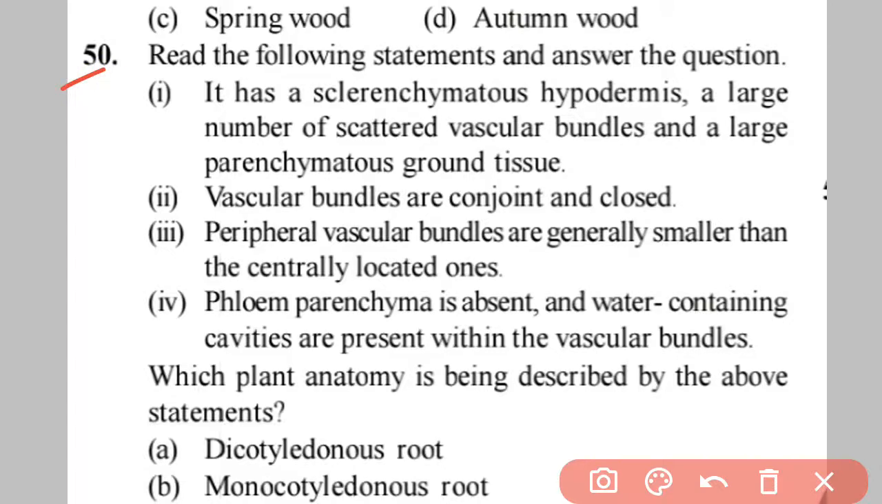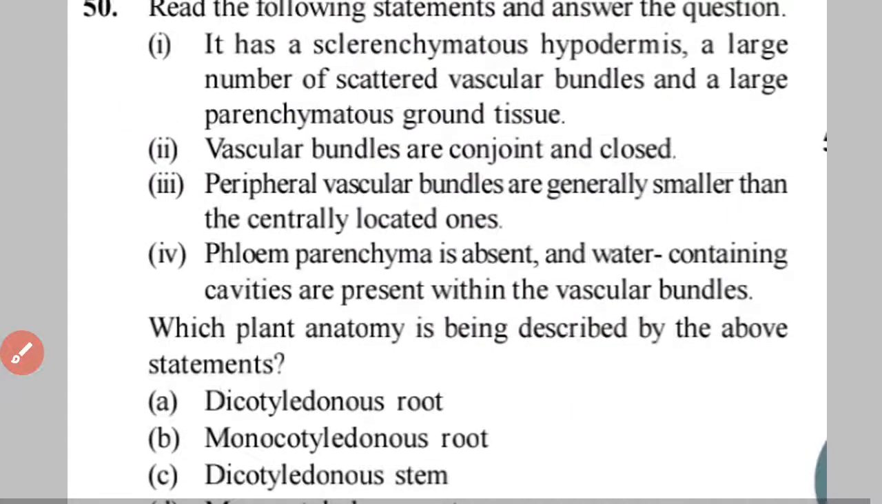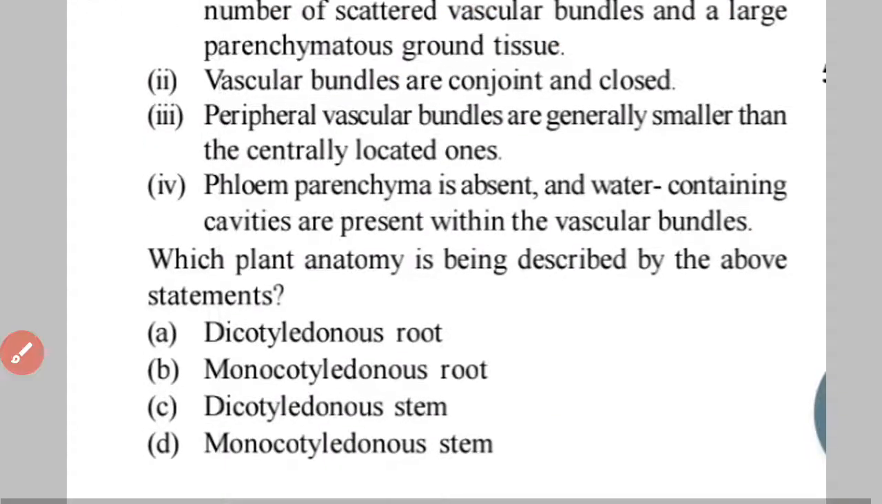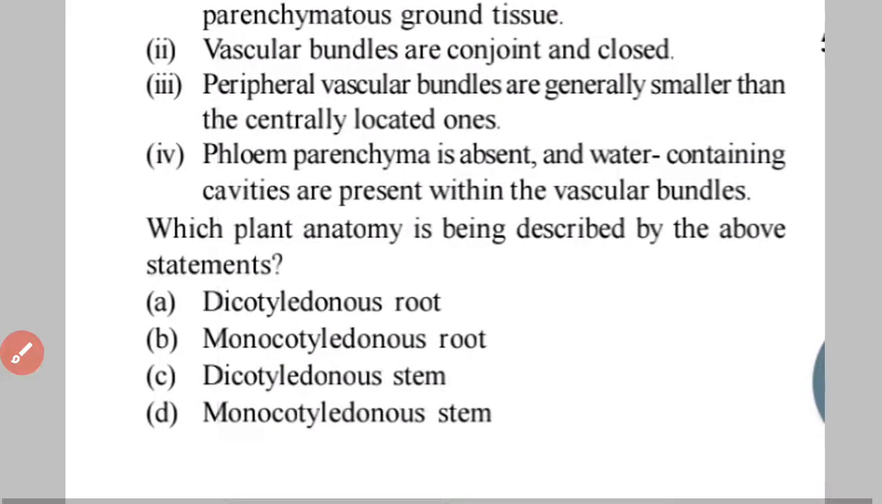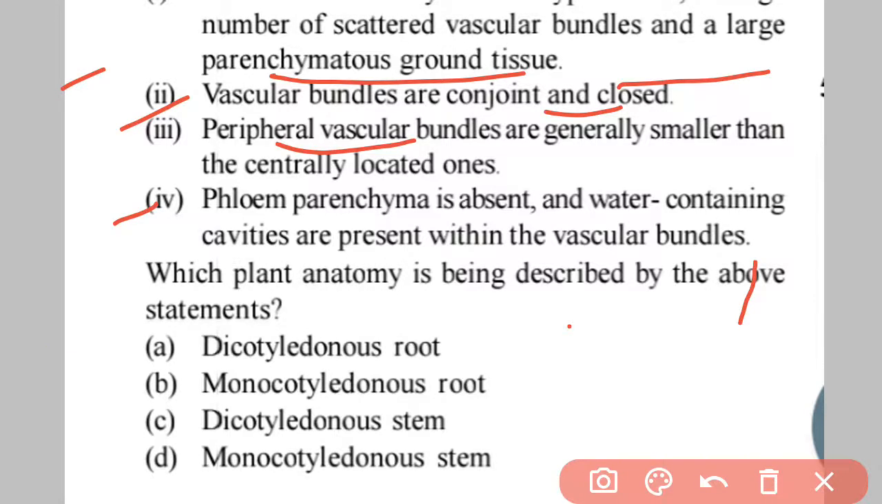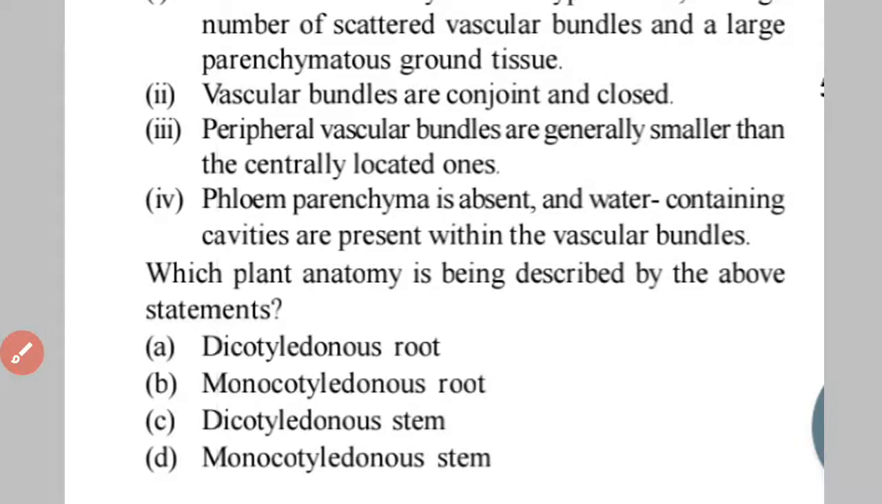Question number 50 is: read the following statements and answer the question. First, it has sclerenchymatous hypodermis, a large number of scattered vascular bundles, and a large parenchymatous ground tissue. Second, vascular bundles are conjoint and closed. From this you can remember it is basically found in monocot stems. From this you can also guess the answer. These are mainly found in monocot stem.